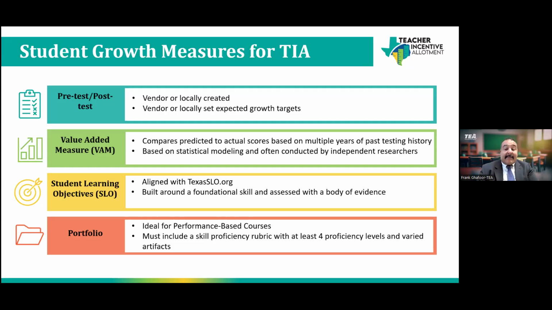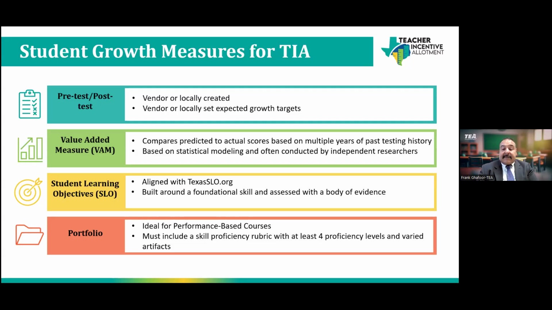There's also value-added measures, or VAM, which compares the student to like students based on their past testing history and based on how the statistical model calculates growth. Districts can also choose student learning objectives, which must be aligned to the system at texasslo.org. SLOs are built around a foundational skill and assessed using a body of evidence.